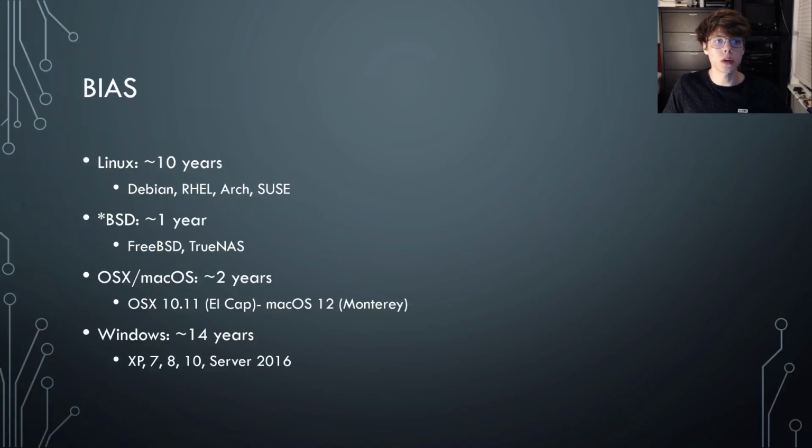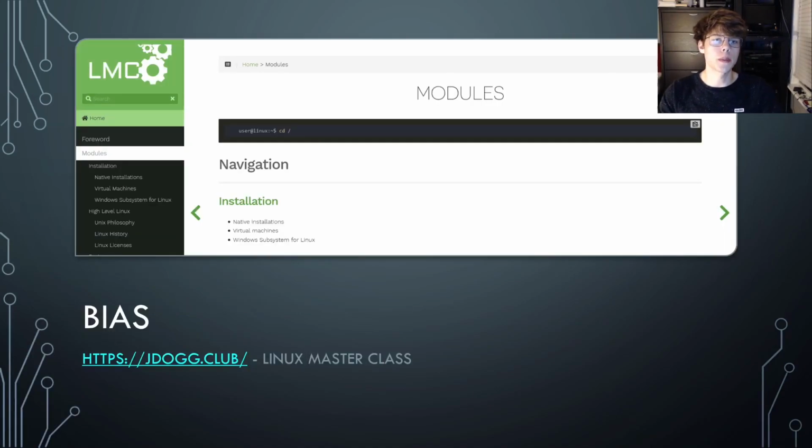So first, I do want to give a little bit more background on me and my bias. I've been using Linux for about 10 years, while I've only been using BSD for about 1 year at this point, and that's mainly through TrueNAS and now FreeBSD. My Linux has mainly been Debian and its derivatives, but also a little bit of Red Hat, Arch, and SUSE.